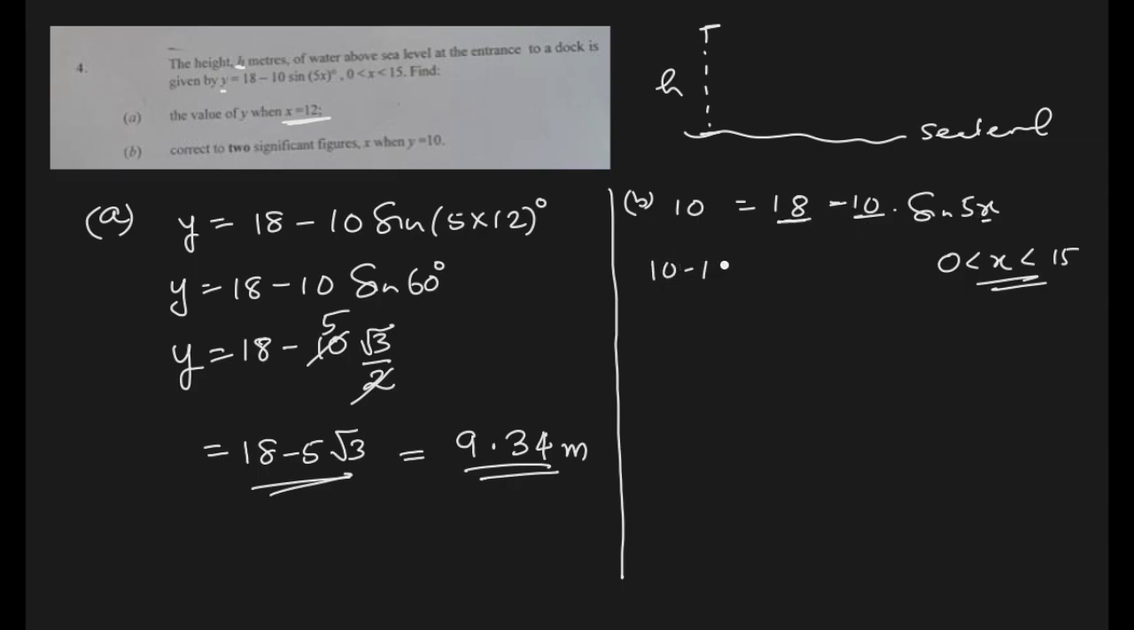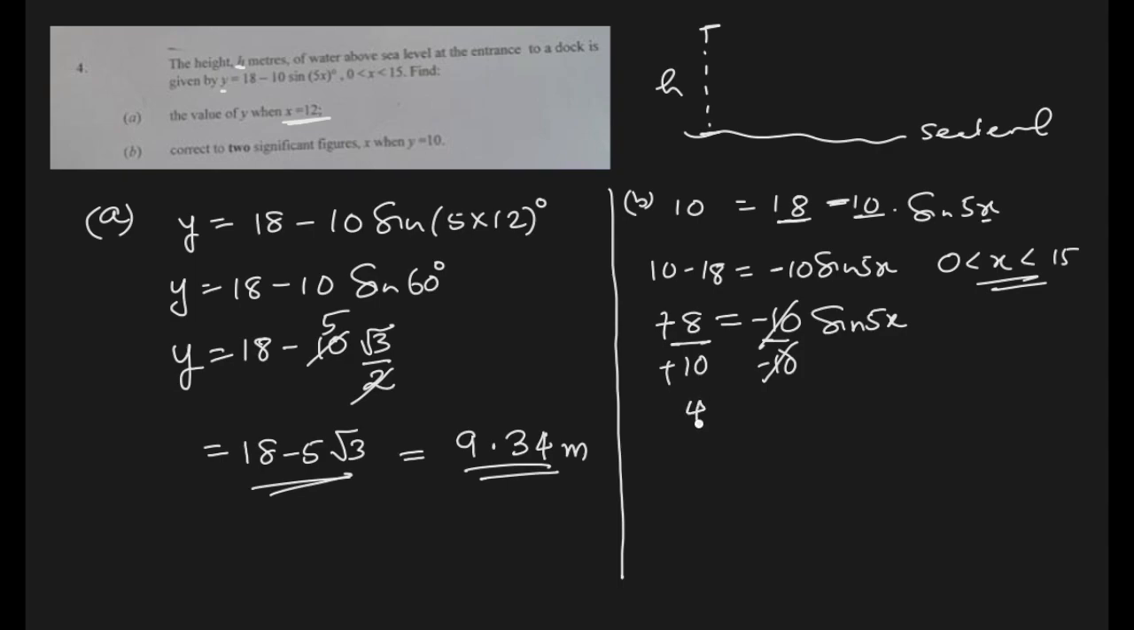So 10 minus 18 equal to negative 10 sine 5x. Another mistake, they ignore this negative. It is with 10, not with anyone else. So negative 8 equal to negative 10 sine 5x. And let's divide both sides by negative 10.